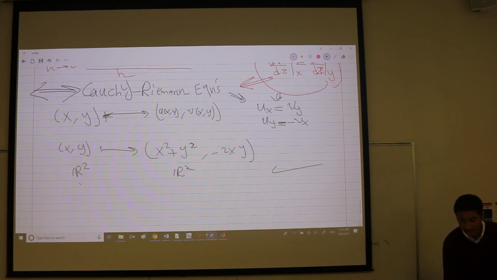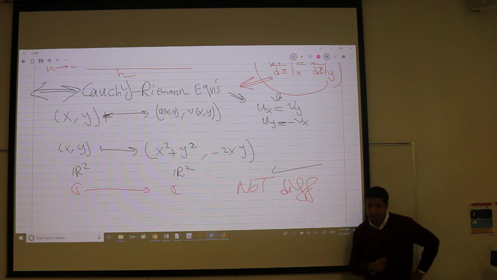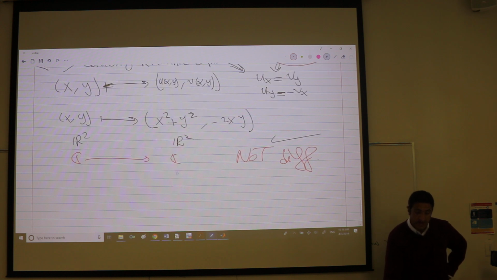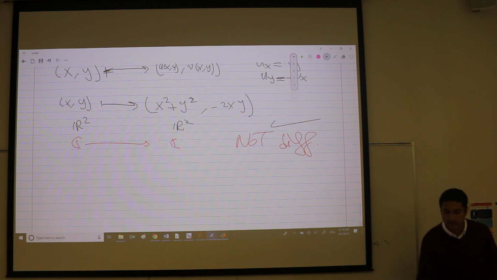Whereas, I can view it as from C to C, right? This is not differentiable because it doesn't satisfy Cauchy-Riemann's equations, because I care about directionality. So it's harder to be differentiable. It's harder to be differentiable in complex, but that's okay. Okay, we understand. Why are you making a big deal here? Because the consequences are very serious.